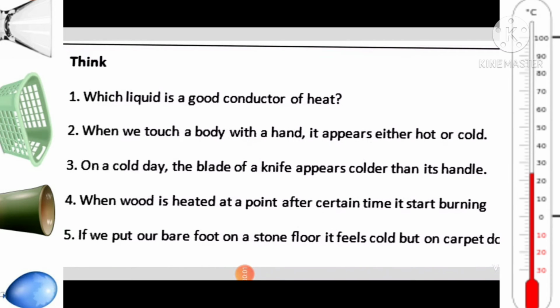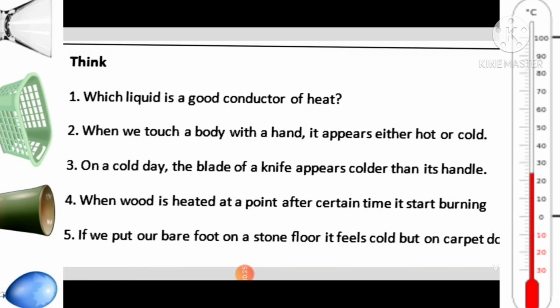So children, let us know what are the materials that conduct heat and which materials are called good conductors and bad conductors of heat. I have already told you that heat is a form of energy. So let us think about a few questions here. It's like this: which liquid is a good conductor of heat?